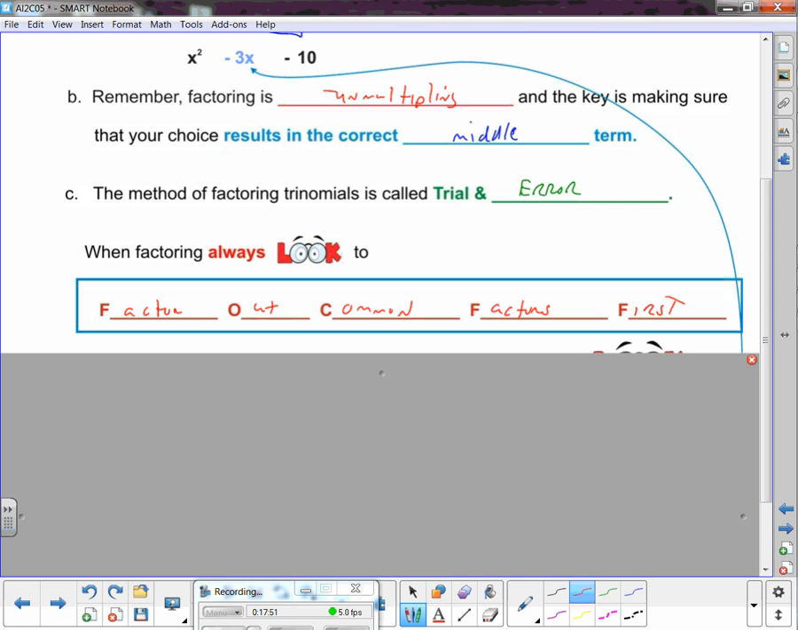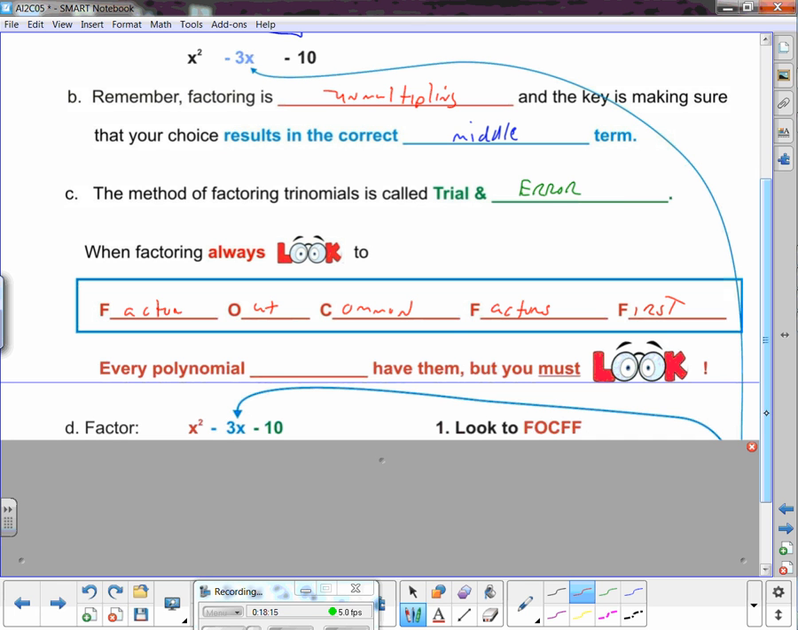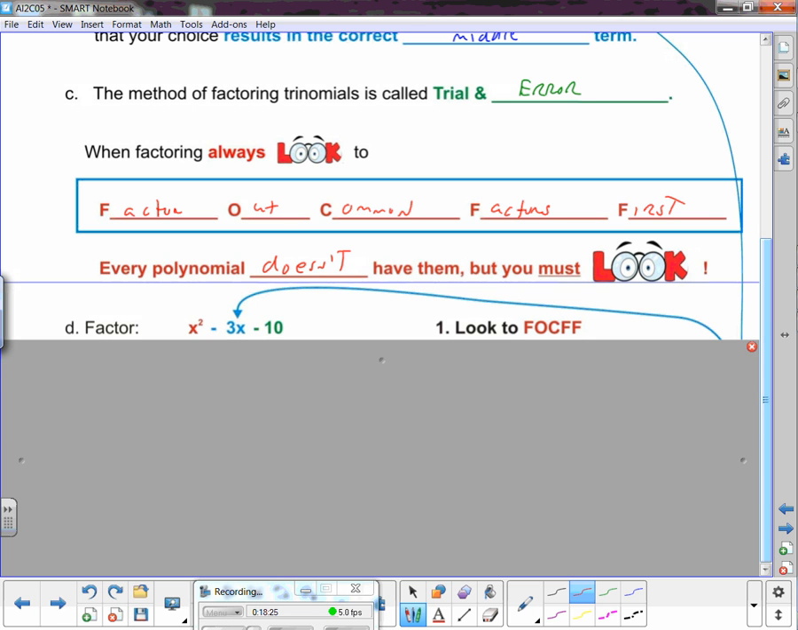So, reminder, does every trinomial have common factors? No. And that's why students forget to always look. Because they'll go along and do 3 problems that don't have any common factors, and so they get comfortable and stop looking because none of them had them. And then all of a sudden they have one with common factors, and now they're in trouble. So you always got to look. Every polynomial doesn't have them, but you must look. So be careful.